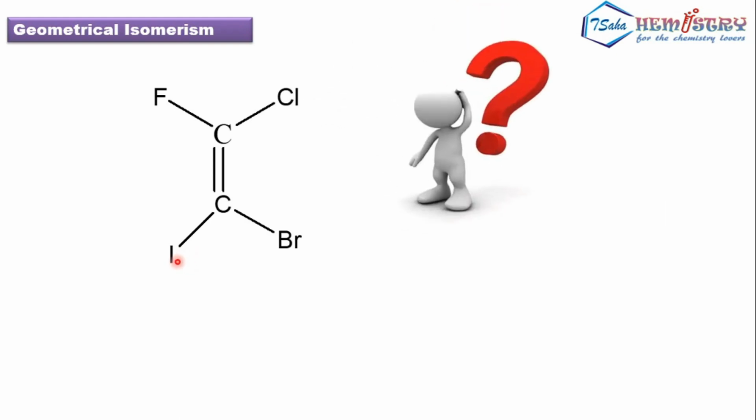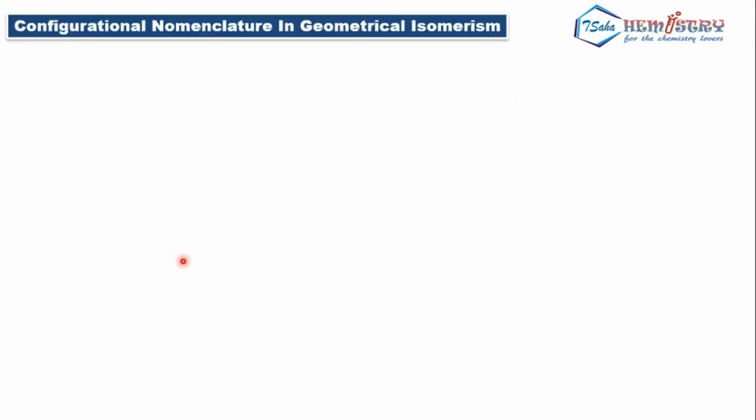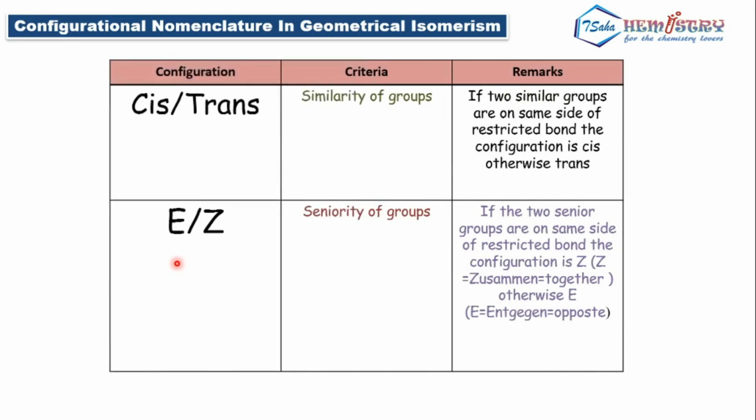So there is a big problem. Okay, so how can we define this type of isomerism? In the next slide, we are talking about this particular thing. Okay, so now we are having two configurations. One is cis-trans, this is the traditional configuration, and the modern configuration is E and Z.